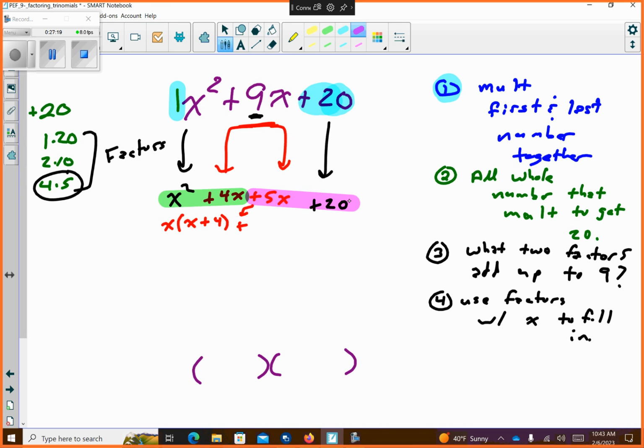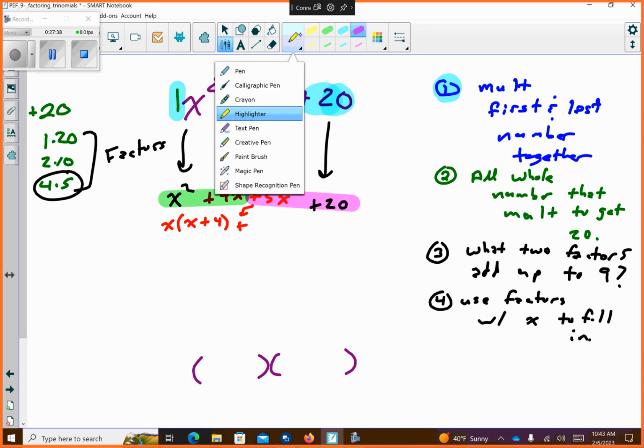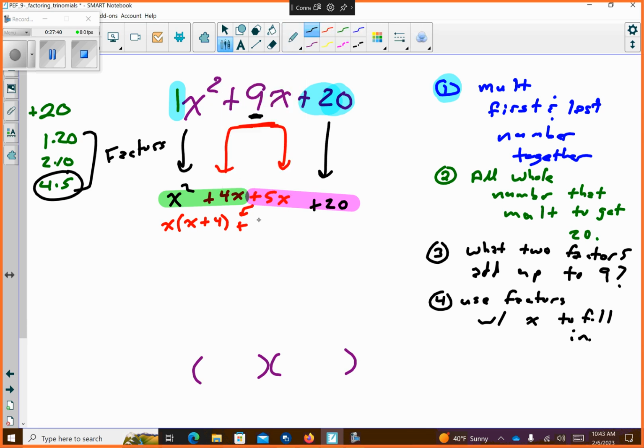What can I factor out of that pink? Can I factor an X out of both? No, the 20 doesn't have an X. Can I factor a 2 out of both? No, 2 doesn't factor into 5 real nicely. What can I factor out between 5x and 20? 5. A 5. If I factor a 5 out of 5x, what do I have left? If I factor a 5 out of 20, what do I have left?